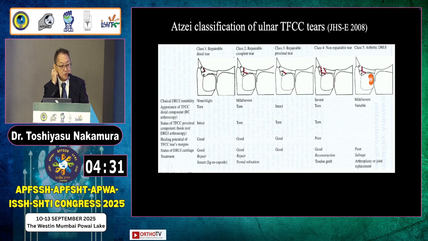Atzei actually further classified Palmer's 1B tear into his classification, class 1 to class 5. Class 1 is a distal tear, class 2 is a complete tear, class 3 is a proximal tear. So this is something like a three-dimensional description of the TFCC region. Then he mentioned that class 4 is a non-repairable tear. However, it is quite difficult to differentiate which can be repairable or non-repairable arthroscopically. We need to open it to check whether it can be repaired or not.